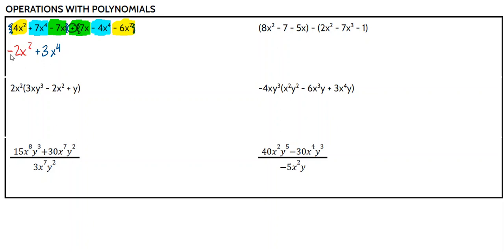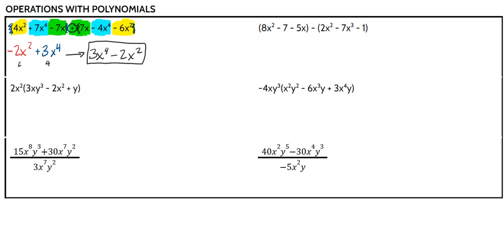So our last step here is going to be to make sure that we put our answer in standard form. So the degree of my first term here is degree 2. Degree of the next term is degree 4, so I actually need to flip-flop these. And when we do that, we want to make sure we keep the sign with the term. So this was positive 3x to the fourth, so I'm going to make sure it stays positive. And then this was negative 2x squared, so I want to make sure that stays negative. So this is my final answer. If we wanted to name that, that would be a fourth degree binomial.